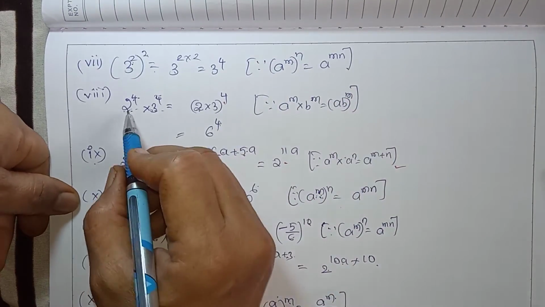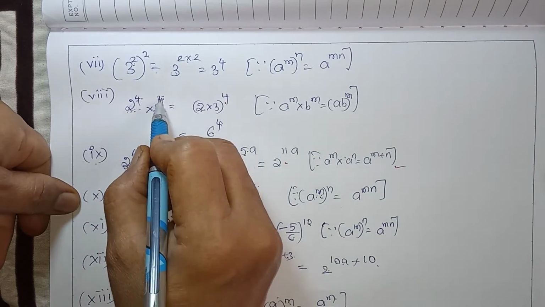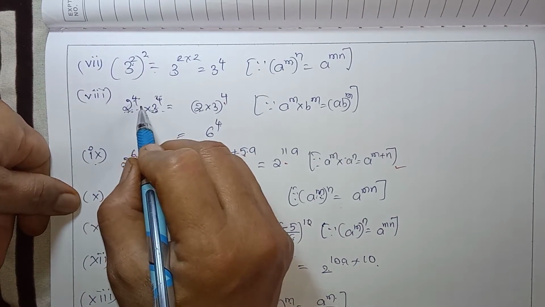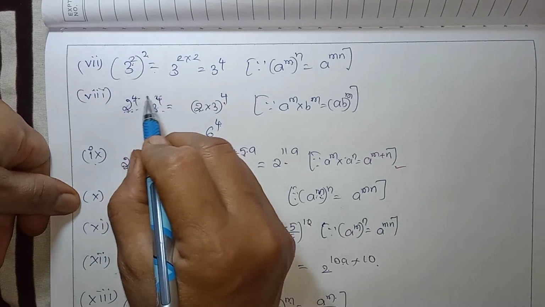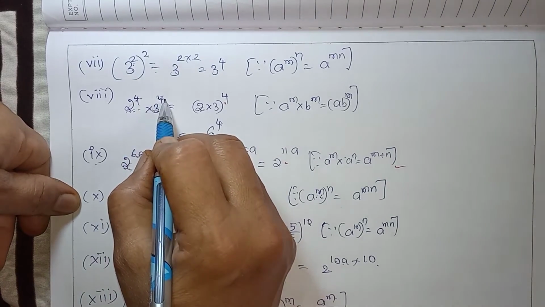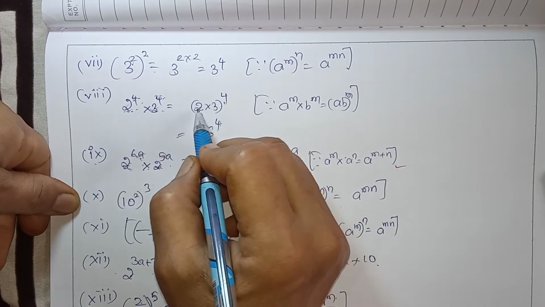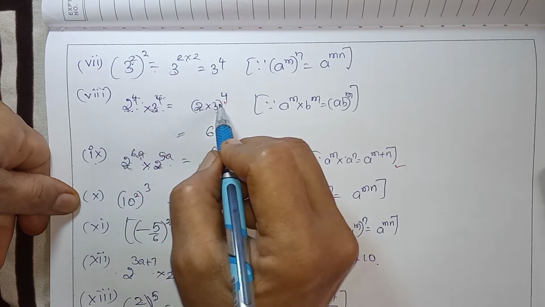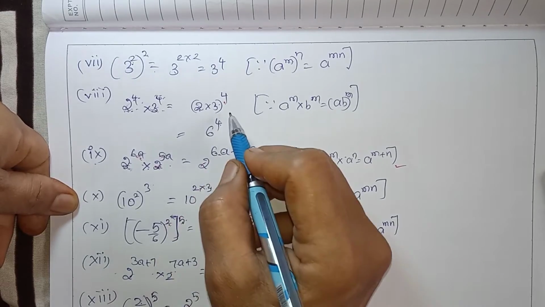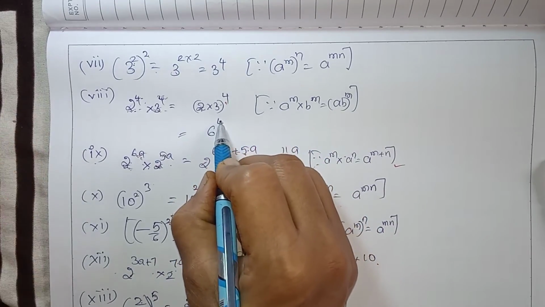Next question, 2^4 × 3^4. Here the bases are different, but the exponents are equal. Okay, how can we do it if exponents are equal? We have to multiply the bases. 2 into 3, 2 3s are 6. 6 to the power of 4 is the answer.